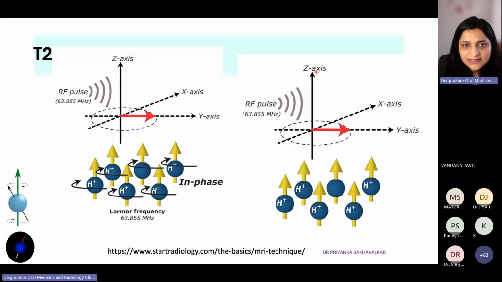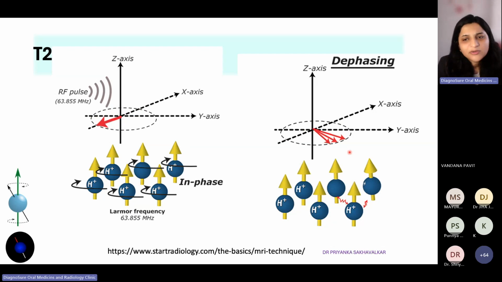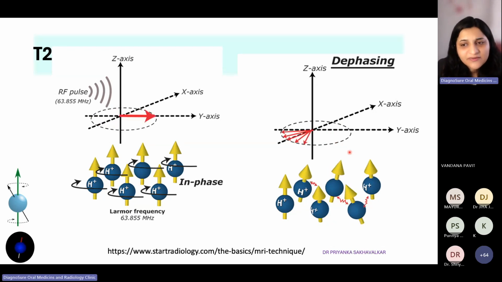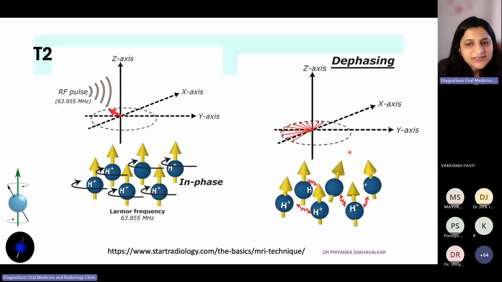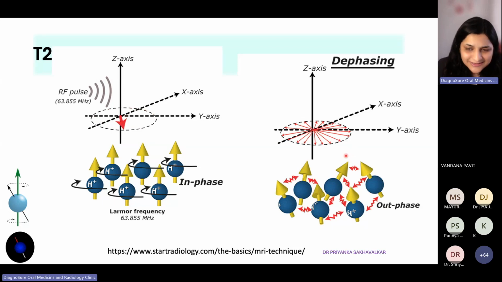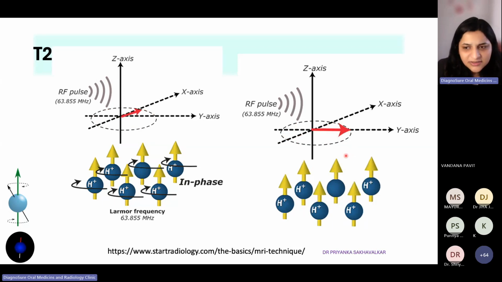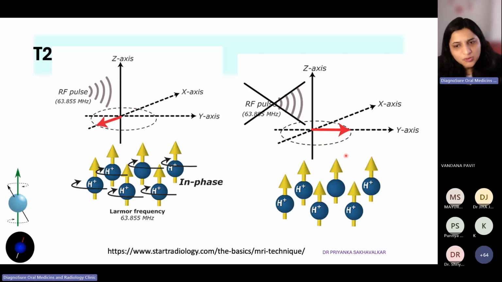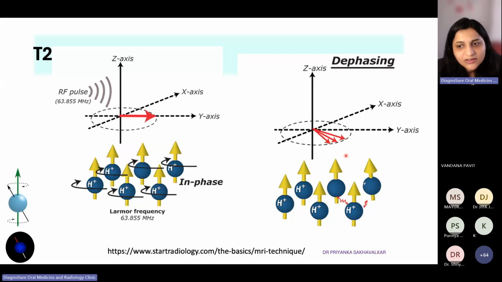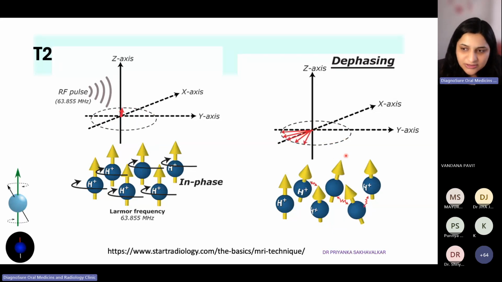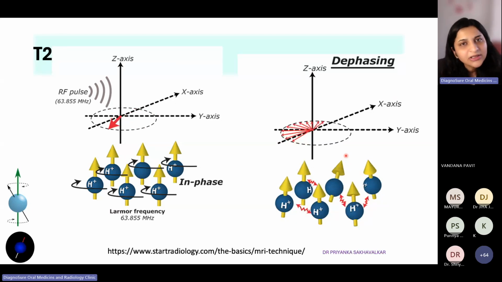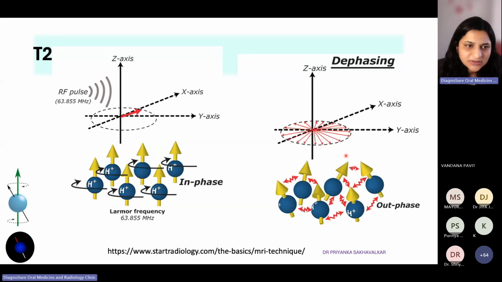T1 was in the Z plane and T2 is the XY plane. When we talk about T2 relaxation, we are focusing on loss of phase and coherence in the transverse plane. In simpler terms, T2 relaxation measures how quickly protons lose their coordinated spinning after the radio frequency pulse stops. This is particularly useful in highlighting pathologies.